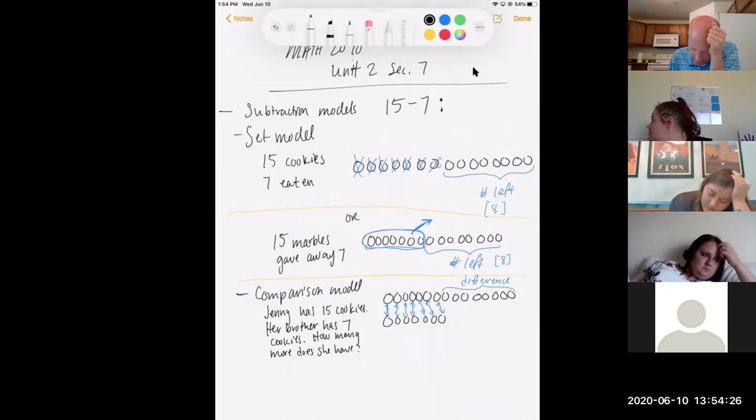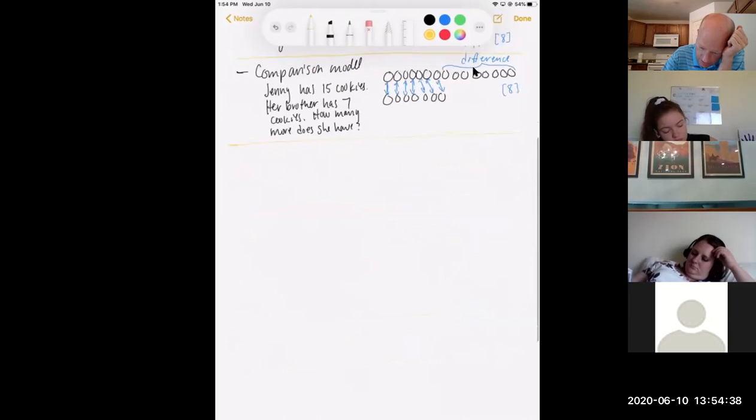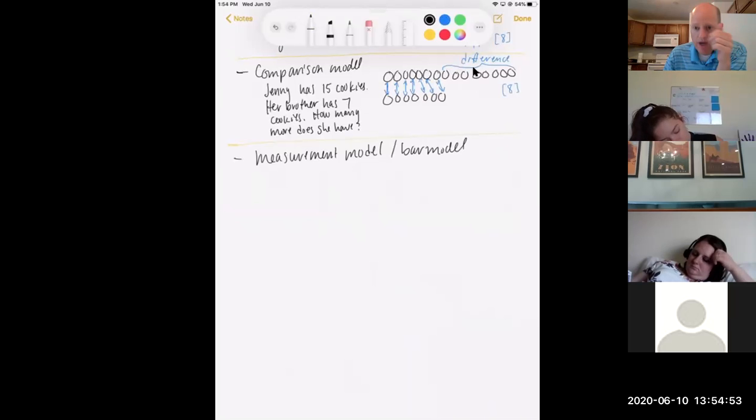And the difference again is 8, of course. Another type of model is a measurement or bar model. So we'll talk more about those at the end of the lesson. With subtraction, we've done these before in the homework.